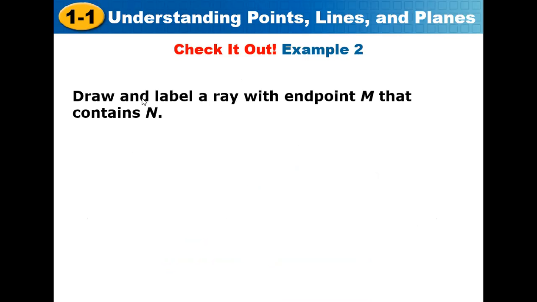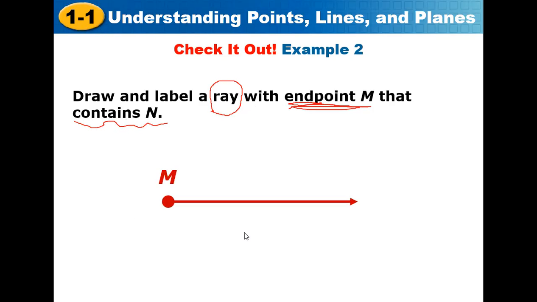Next question. Draw and label a ray with endpoint M that contains N. Think about this question. Draw and label what? He's looking for a ray, and he determined for us the endpoint, which should be M. Think please how we are going to draw, and contains N. Then it will go in the direction of N. So how will the answer be? It will be like this.